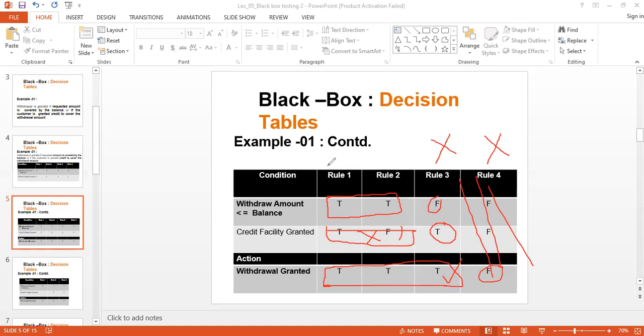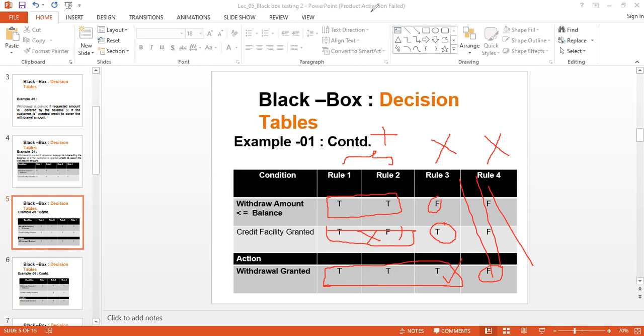But when it comes to rule number 1 and 2, here the first condition is okay. Whether or not the bank gives a credit facility, there is no problem. They can withdraw, because the amount they ask for is at most within the bank balance. So whether the credit is there or not, it is the same. So in that case we can combine these two rules together, right?